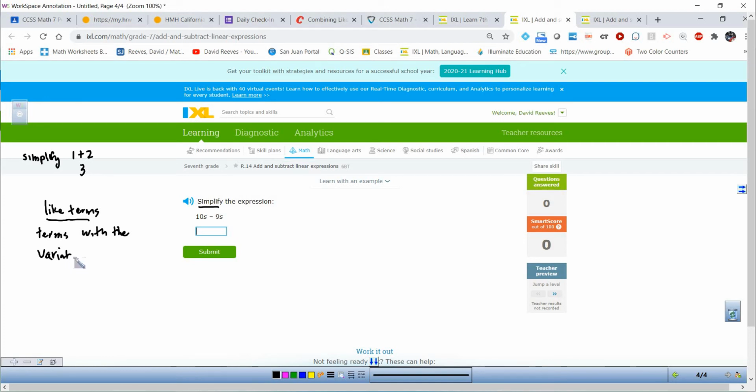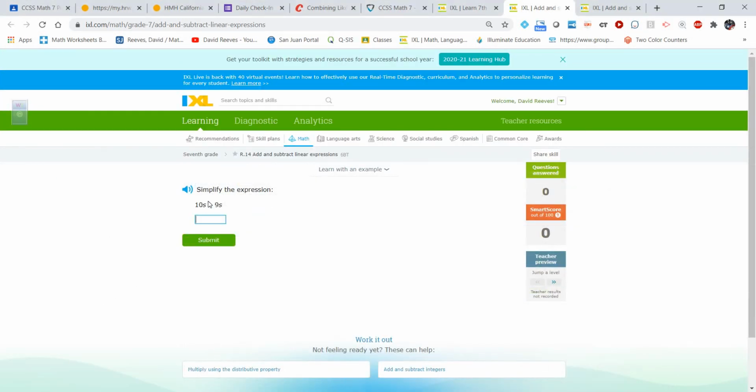Okay? So like terms are terms with the same variable, or sometimes it might have more than one variable, to the same power, or sometimes it might have more than one power with the more than one variable. All right? So in other words, the part that comes after the coefficient must look exactly the same. Does that make sense? Now, these first ones, we're just going to be working with variables, so we're just looking for variables that are the same.